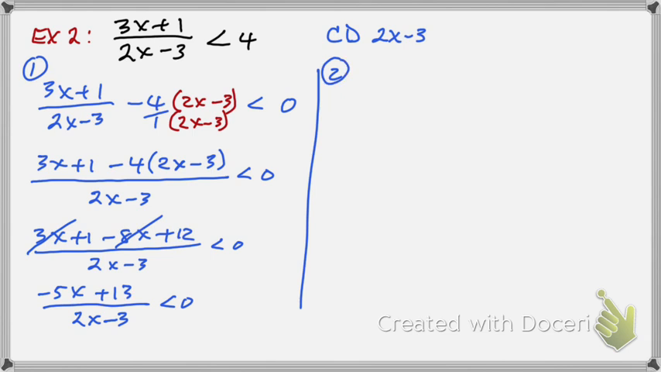Step 2. Take the numerator and solve it as an equation. So negative 5x plus 13 equals 0. So negative 5x equals negative 13. x equals 13/5. One critical value.